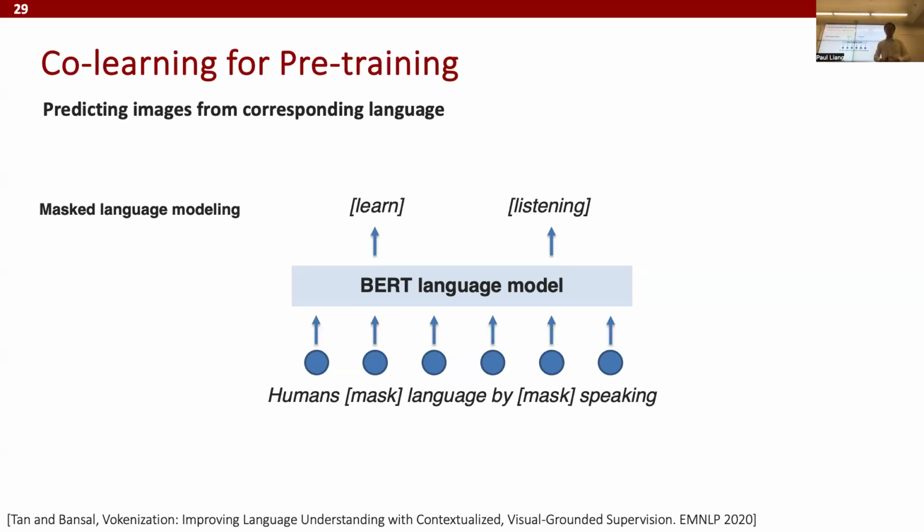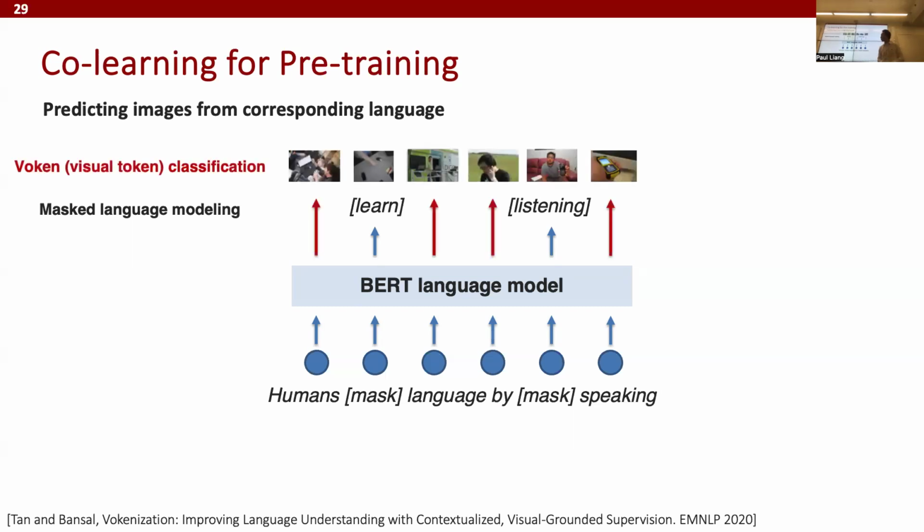So you get, humans learn language by listening and speaking. Now, what these folks found is that in addition to doing masked language modeling, you could also do masked visual token classification. So Vokenization, where voken stands for visual tokens. So while encoding these texts, you will predict what humans look like, you will predict what language looks like, however abstract that might be, predict what listening, speaking all look like in vision.